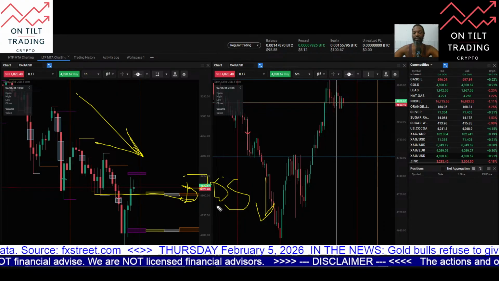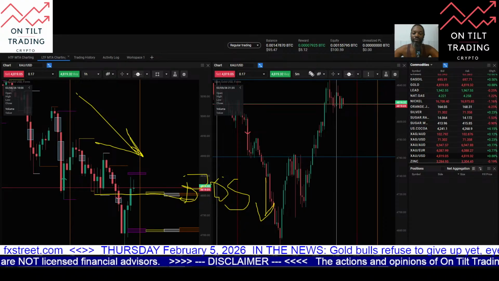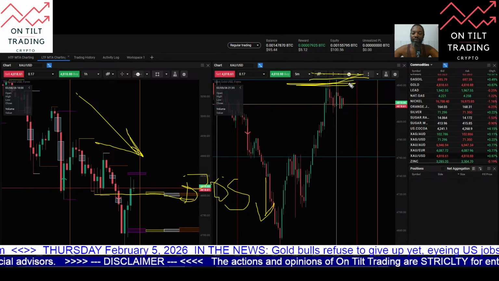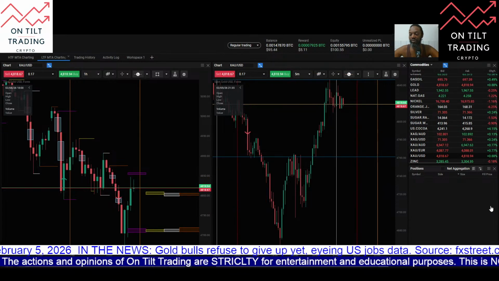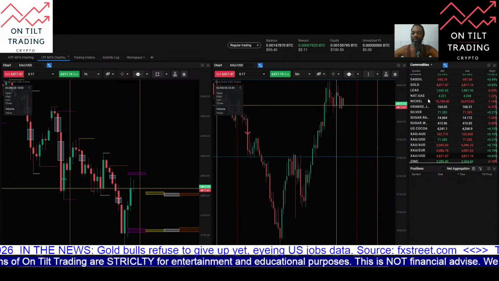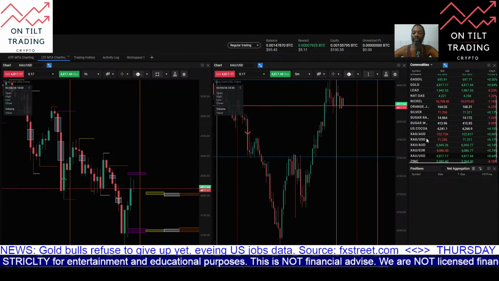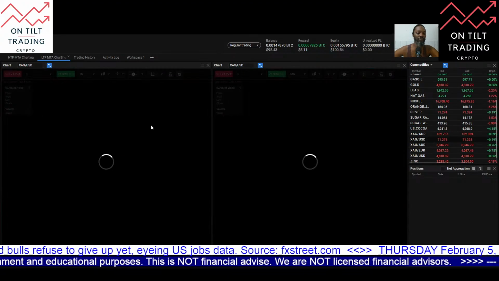So I'm looking for a sweep of some buy side liquidity here on the 5-minute, and then look for an opportunity to take a trade to the sell side here on gold during the Asian kill zone. Similar setup here on silver.